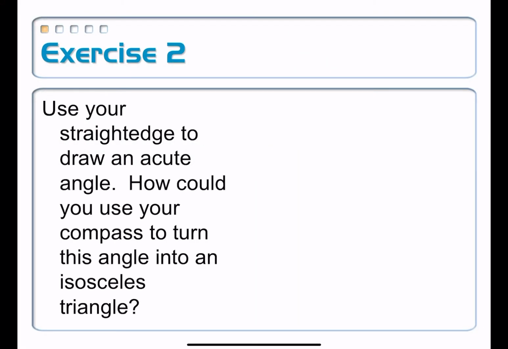All right, exercise 2, what I would like for you to do, if you haven't gotten them out already, is to take out your straight edge and your compass. And with your straight edge, you're just going to draw yourself an acute angle, like so. There we go. And then I want you to see if you can just take your compass and your straight edge and turn this acute angle into an isosceles triangle. And there's multiple ways to do it. I would like to see what it is that you come up with. So I'm going to stop this video here, give you a moment to gather your supplies, and give this investigation a try.